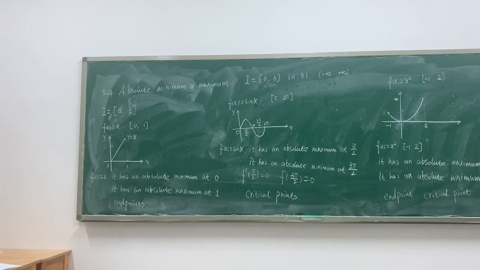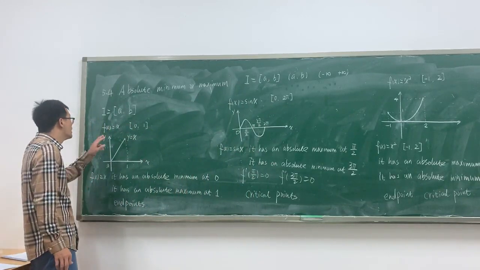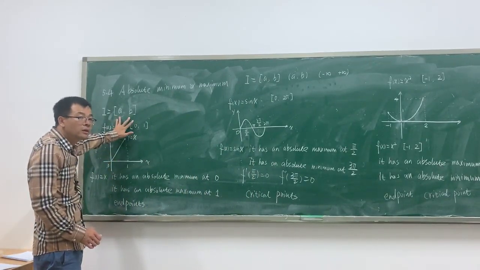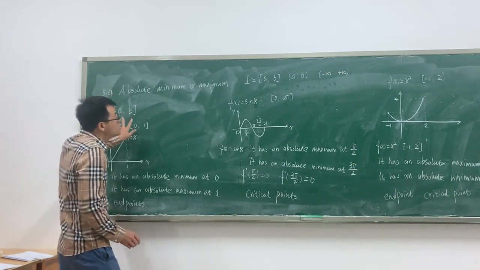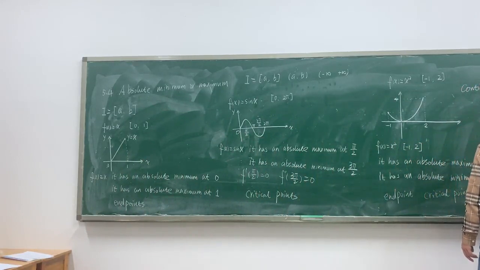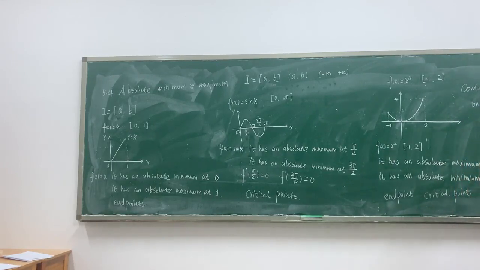Now for these three functions, they have a same factor: the function is continuous, a continuous function on a closed interval. So we can see for these three, they have absolute maximum and absolute minimum, and the maximum and minimum are taken at the endpoints or the critical points. So here we have a conclusion.